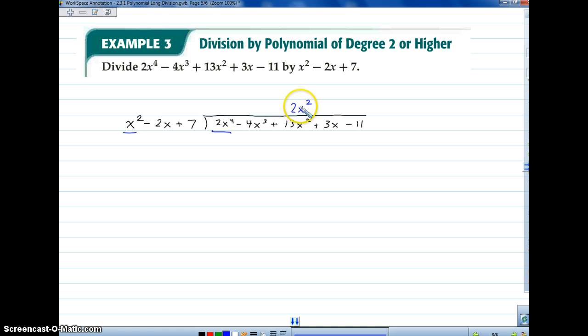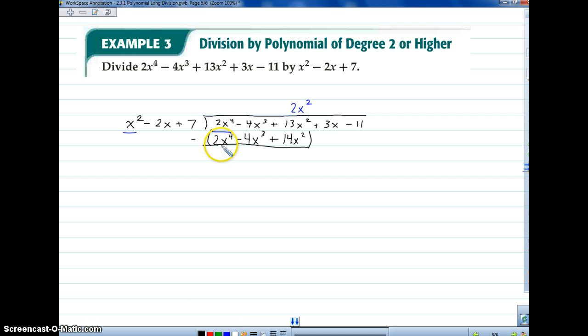And when we distribute, we have to make sure we distribute to all three of the terms out here. So that's the only difference really. 2x squared times x squared is 2x to the fourth. So that will subtract away. 2x squared times -2x is -4x cubed. 2x squared times 7 is 14x squared. And then we're going to subtract each of those terms from the previous polynomial.